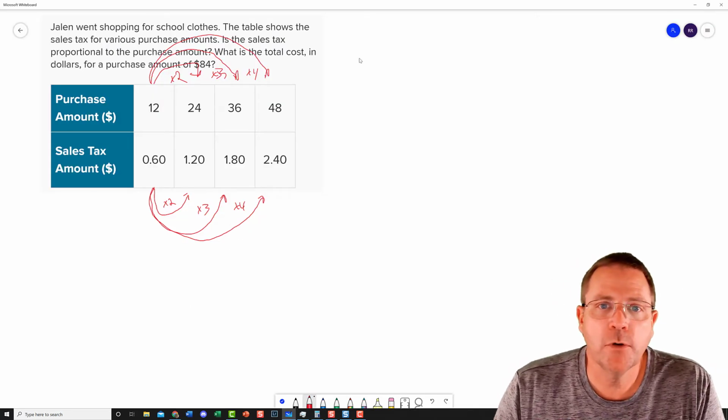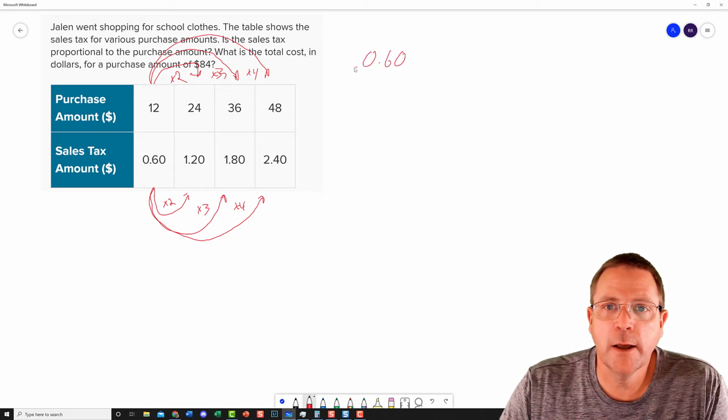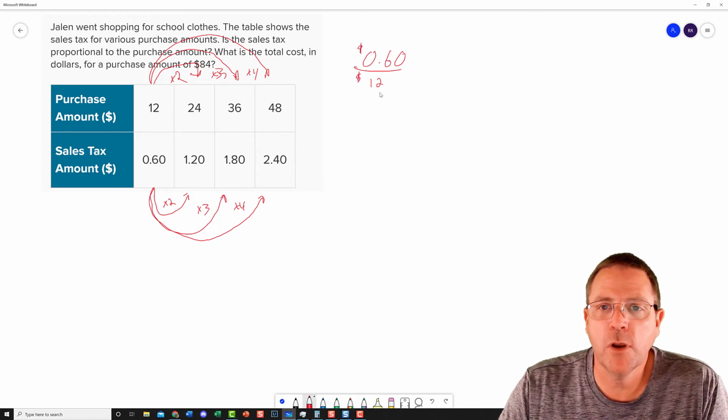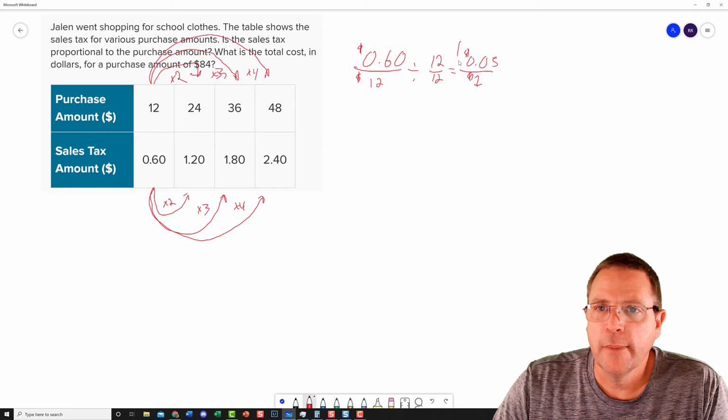The first thing I'm going to do is flip my numbers. I'm going to put the 60 cents on the top and the 12 on the bottom, because I want to find out how much tax there is for every $1 of purchase. When I divide by 12 over 12 to find the unit ratio, I'm going to find out that it is a nickel tax for every $1 of purchase. That's my tax rate right there.